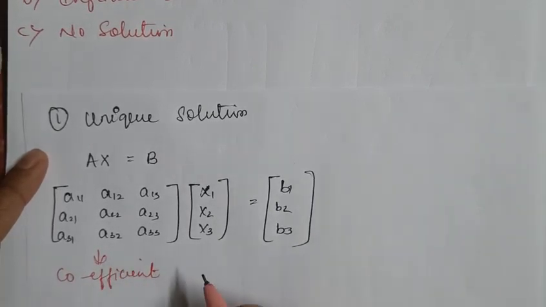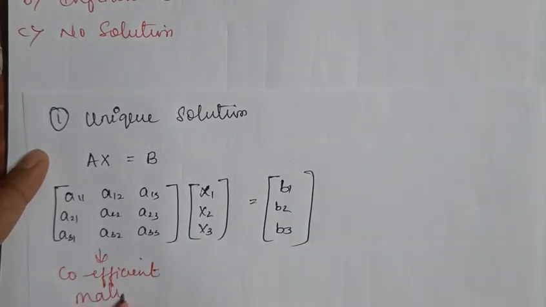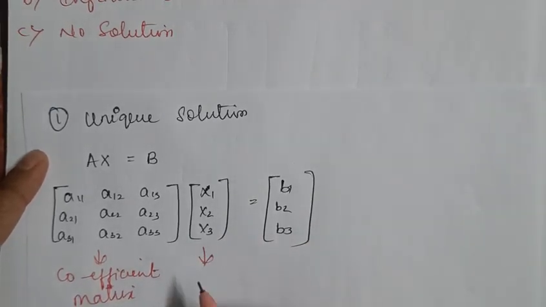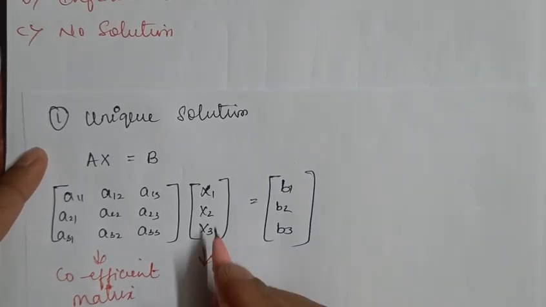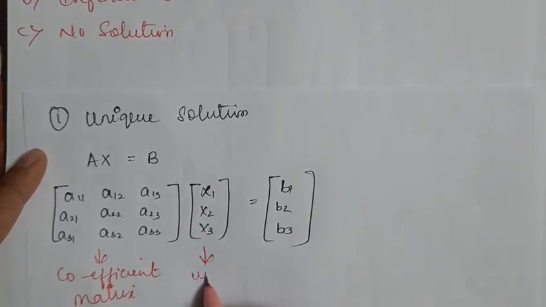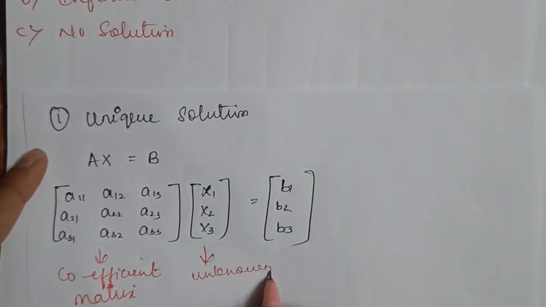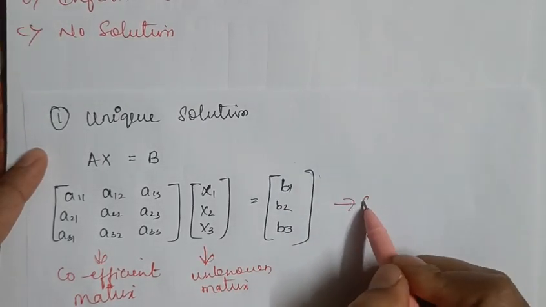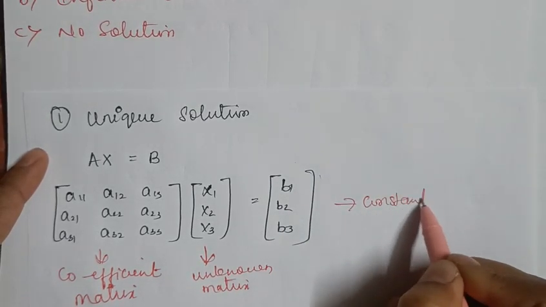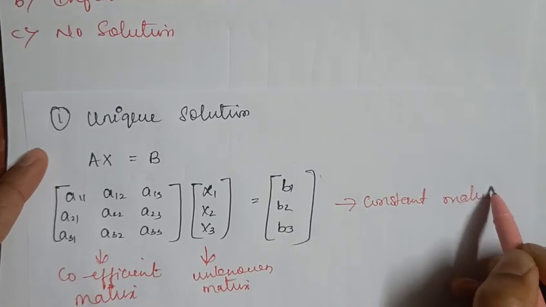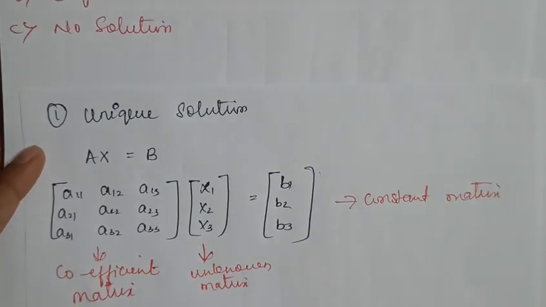If you have gone through my previous videos, then you already know this. If not, then it's fine. I'm telling you again in this video. This is the unknown matrix or variable matrix, and this is the constant matrix. I hope you know this.